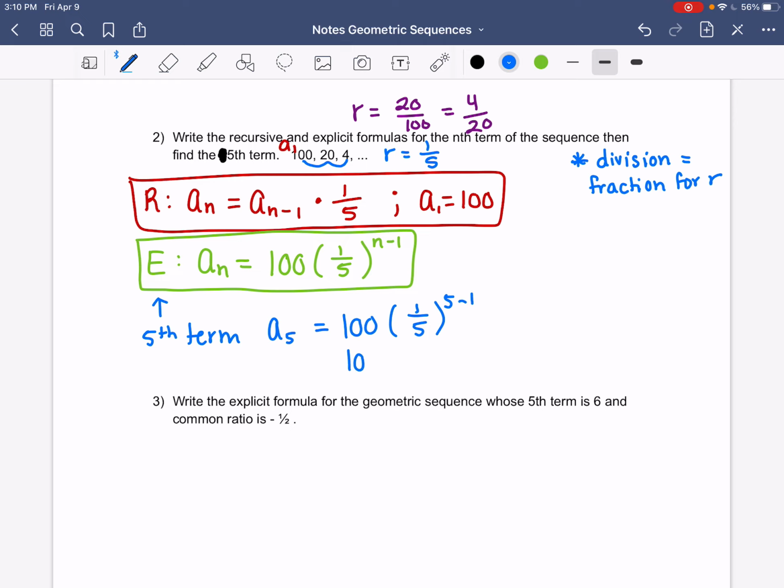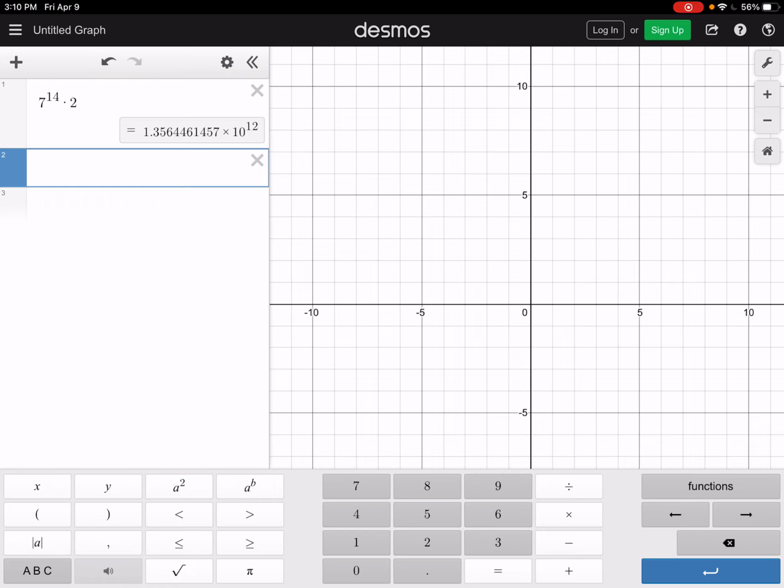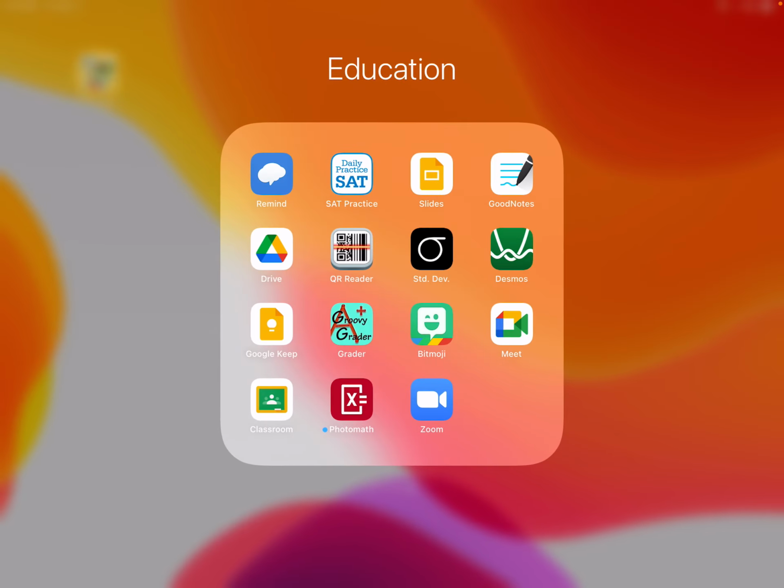So I know most of the time we're going to use our calculator, so it'll be 1/5 to the power of 4. So in your calculator, first you do 1/5 to the power of 4, and then after you multiply by 100. In Desmos, you could type it all in at once, but if you're using your iPhone calculator or something, you have to do it in steps. So I get 0.16.